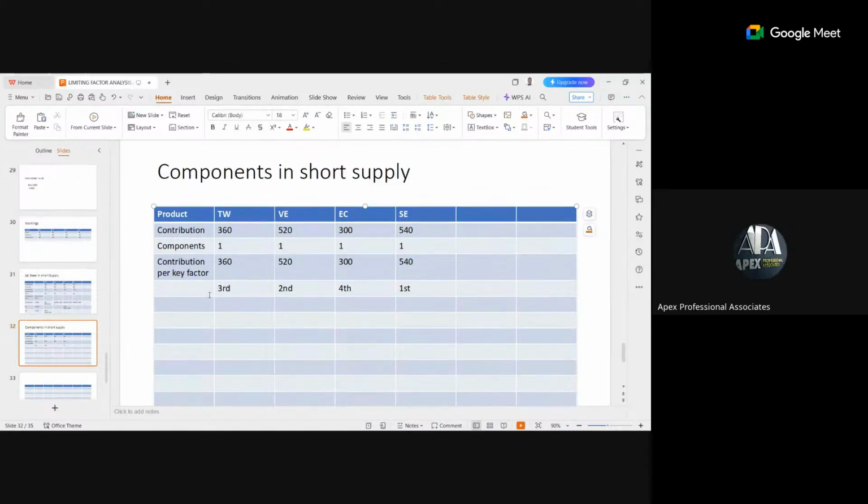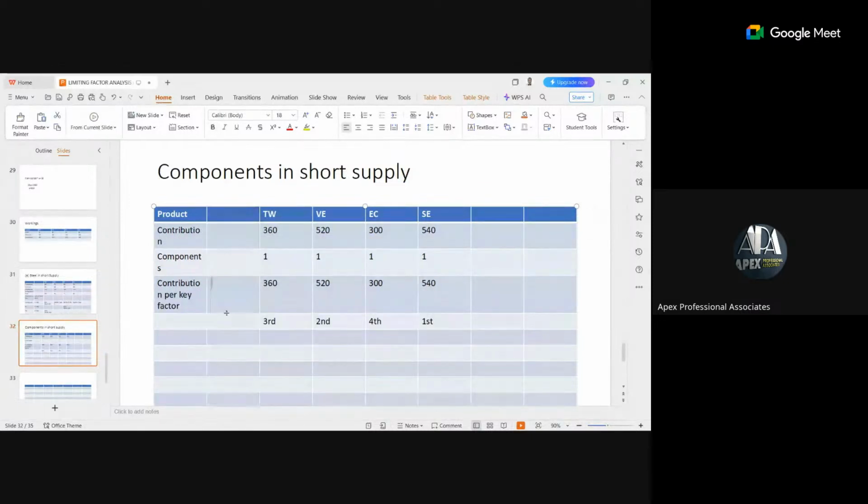So for us to produce now, I have a column here. So that's the column right here. Now, for us to produce, we'll consider our special order first. Likewise, we have 400 components. Take note.